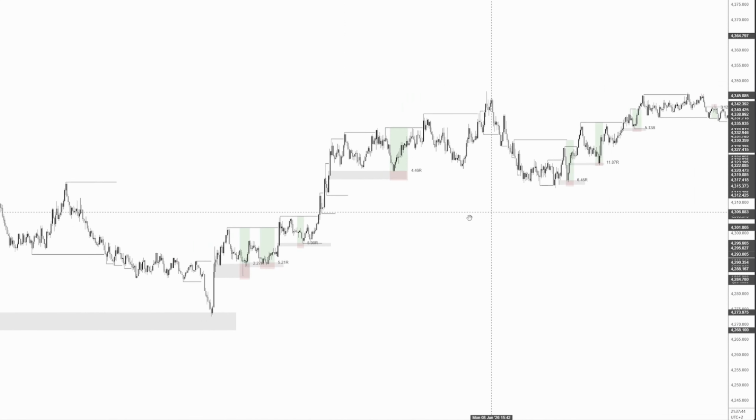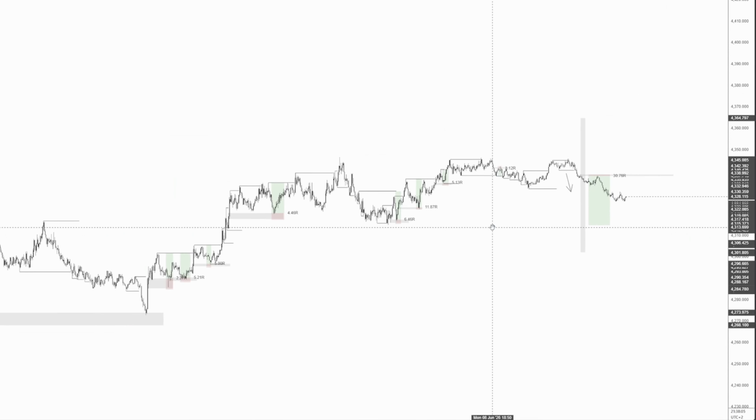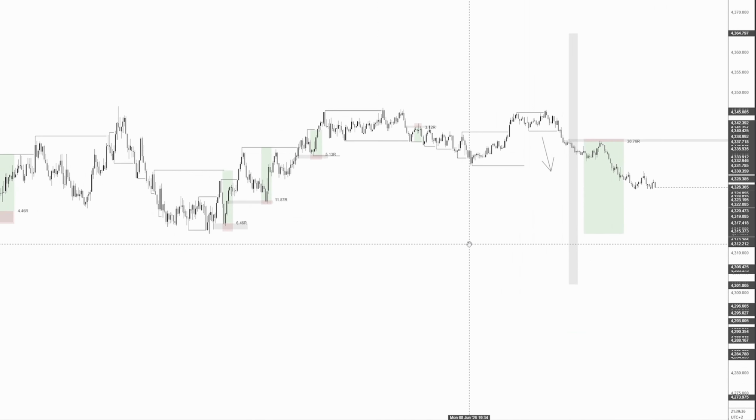So we walked through the entire day. I probably missed a couple entries. I wasn't really trying that hard, but I mean, so far pretty solid. All right, so that was it for today.